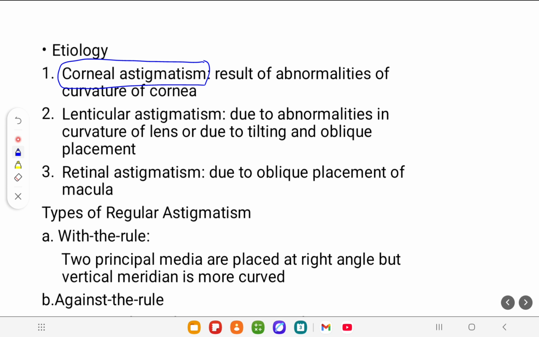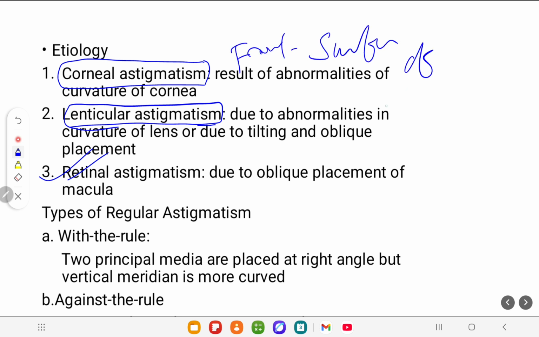There may be chances of lenticular astigmatism due to abnormality of the curvature of the lens or due to tilting of the lens with respect to the visual axis. A common point to understand is that lenticular astigmatism is commonly seen in cases like lenticonus. Another is retinal astigmatism due to displacement of the macula. When the position of the macula is displaced, in that particular condition we can see retinal astigmatism. But this is a very rare condition, also seen in clinical cases, but very few. The most important is the front surface of the cornea.